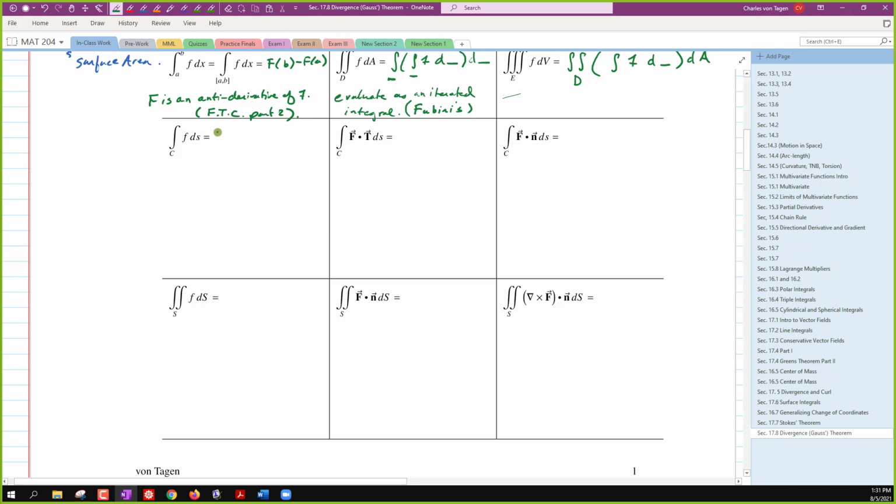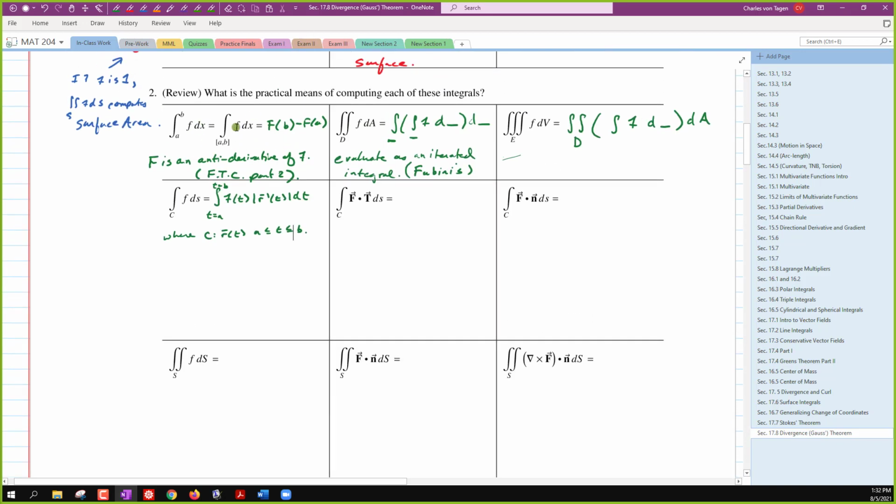So if you're asked to evaluate this integral right here, you would evaluate it this way. You would do it from t equals a to t equals b of f of t times the magnitude of r prime of t dt, where c could be thought of in terms of the parameterization r of t for a less than or equal to t less than or equal to b. That's how you convert a line integral, which is what this is, to a Calc 1 integral.